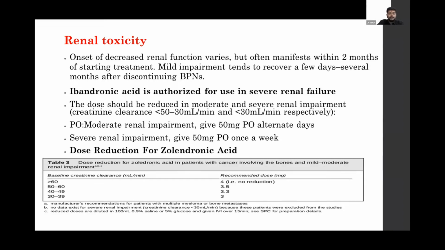Dose reduction for zoledronic acid: it can be used as 4 milligrams IV if the creatinine clearance is greater than 60 ml per minute, and if 50 to 60, it can be used as 3.5 milligrams, then 3.3 and 3 milligrams for creatinine clearance of 30 to 39 ml per minute, and less than 30 it is contraindicated.